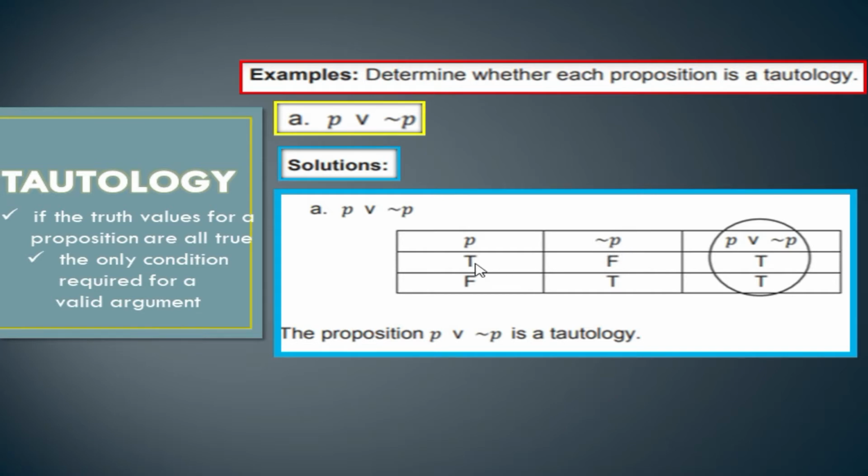So if we have true, the negation is false. If we have false, the negation is true. However, if we are going to look at P or not P, if there is true between the two, the result is true. Therefore, in the first column, we have true, false. The result is true. In the second column, we have false, true. The result is true. So, true or not false is true. False or not true is true. The proposition P or not P is a tautology.